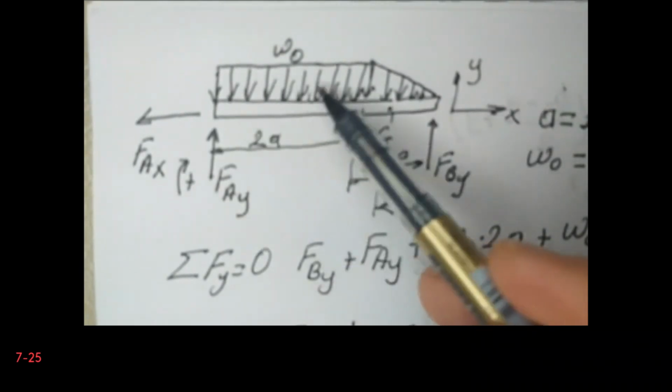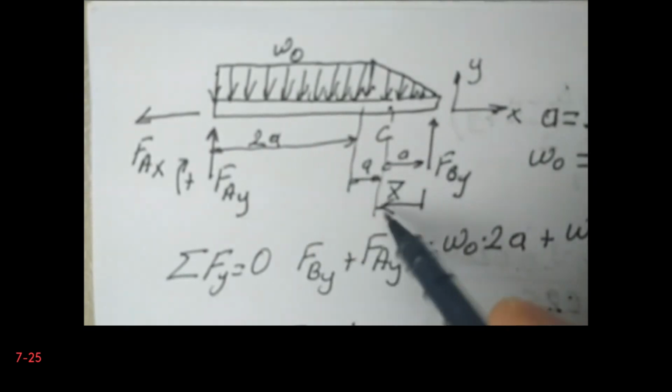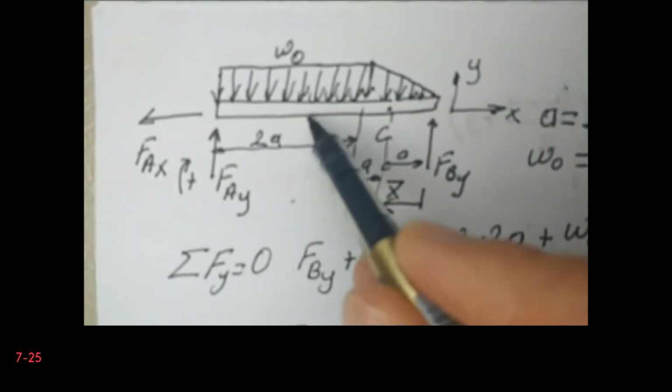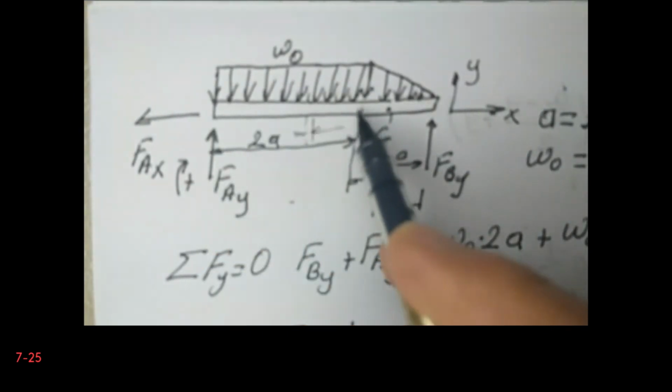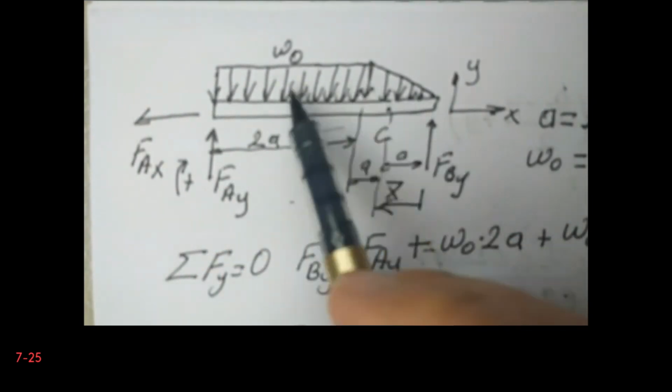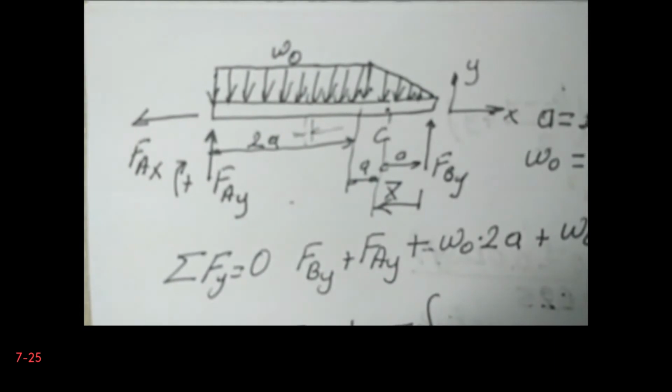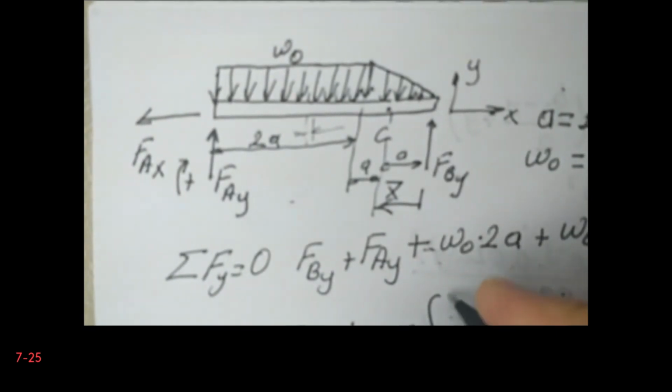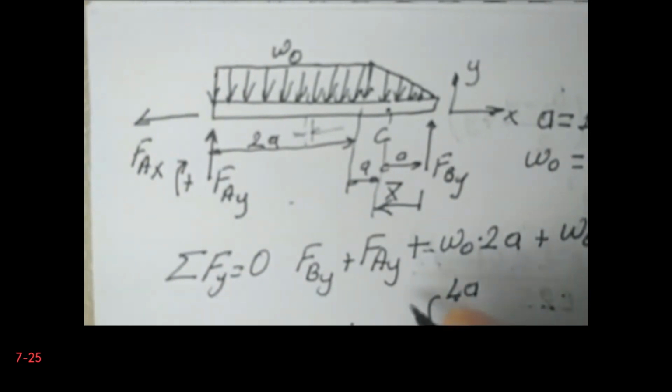So I will just take some arbitrary distance x and I will just get a tiny slice there, which is the x bar, and then I will integrate it. So I will sum up the moments generated by this distributed load. So the bounds for the integral is from 2a to 4a. Distributed load at any location is W0. Moment arm is x bar. dx bar.